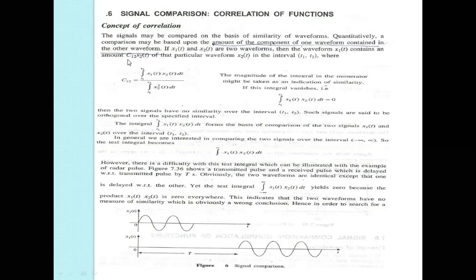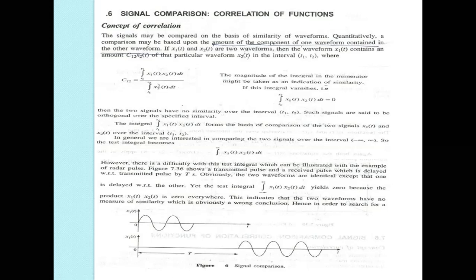If x1 of t and x2 of t are the two waveforms, then the waveform x1 of t contains an amount C12 of x2 of t, of the particular waveform x2 of t in the interval t1 to t2, where this is a formula we have already seen, my dear students. This is the formula for the orthogonality function, the approximation signal of orthogonality. They are saying that Cn is equal to integral t1 to t2 x1 of t x2 of t dt divided by integral t1 to t2 x2 square of t dt.